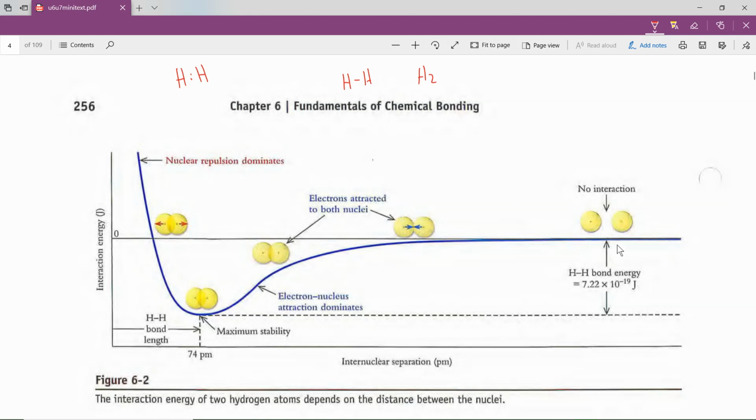So I can look at the interaction energy here versus this line here, which is called internuclear separation. So up here we're going to have repulsion dominating, and we're going to start to get destabilized, and here we will have attraction dominating below 0, and that'll lead us to forming a bond.